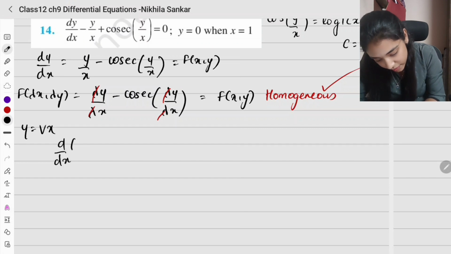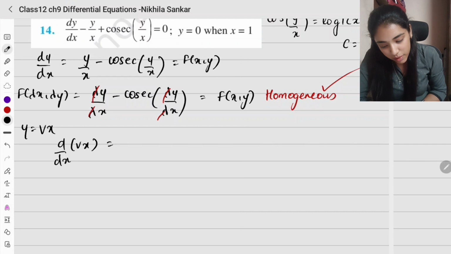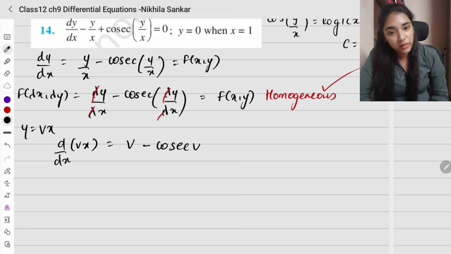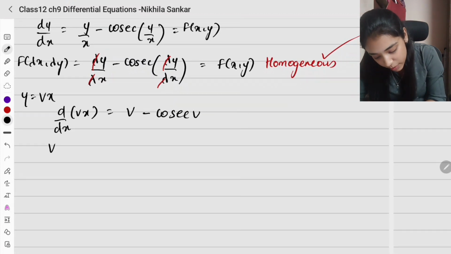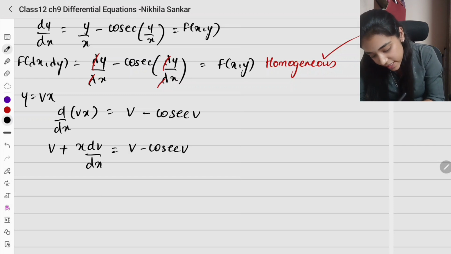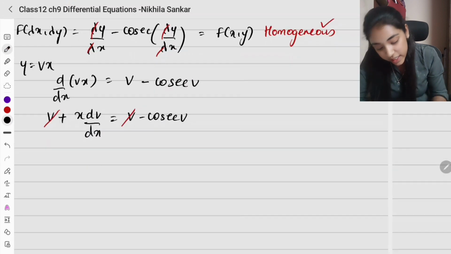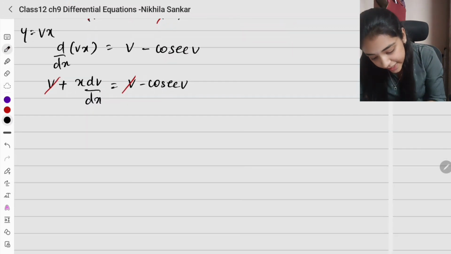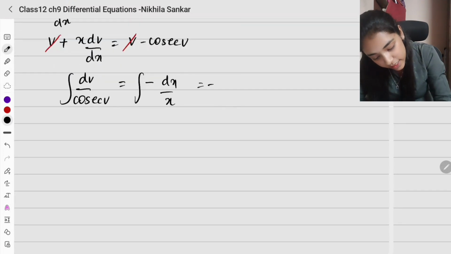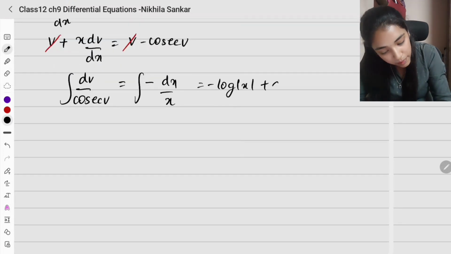So dy by dx where y is vx equals, shall we substitute? Now what is y by x? v minus cosecant v. I substituted directly for y by x. On this side, dx by dx which is 1 times x times dv by dx equals v minus cosecant v. I can cancel the v on this side and the v on that side. Taking v to one side and x to the other side, I have dv divided by cosecant v equals minus dx divided by x. Now this is nothing but minus log x plus c.